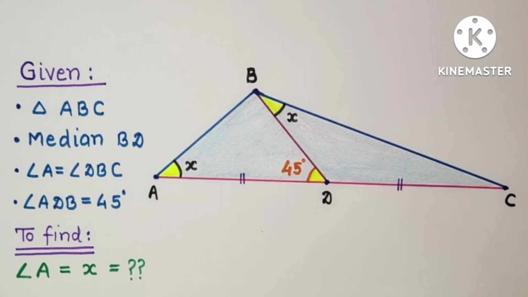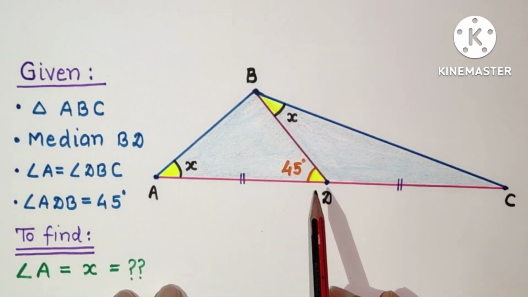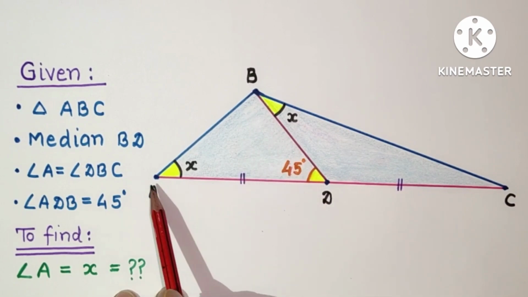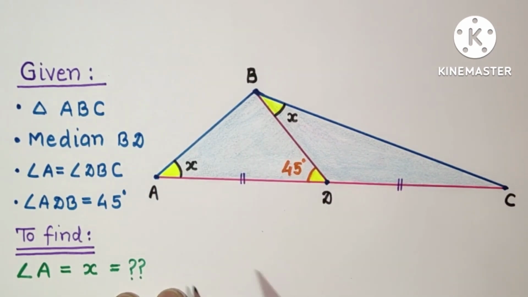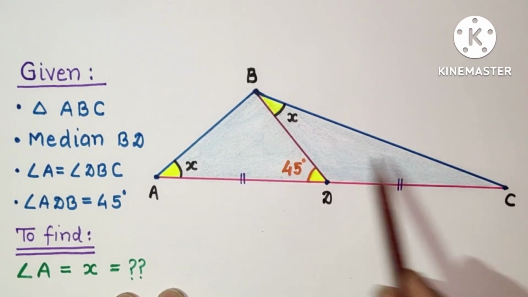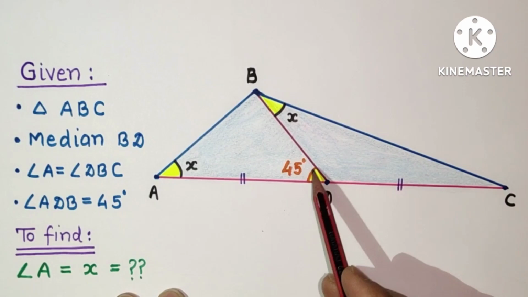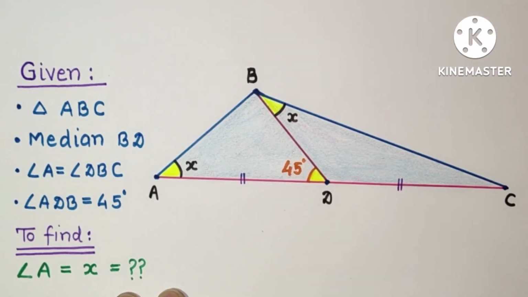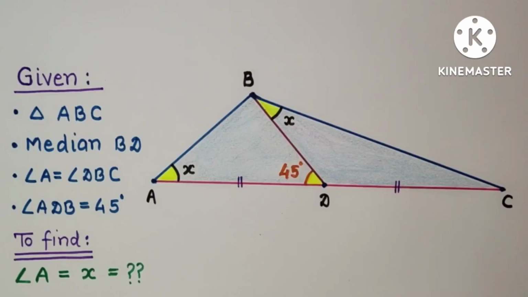This time we will discuss a very challenging geometry problem which has been taken from the Go Geometry site. In this question we are given a triangle ABC in which BD is a median, meaning AD is equal to DC. Angle BAC, which is X, is equal to angle DBC, and angle BDA is 45 degrees. We have to find the value of X. So we will discuss two methods to solve this using pure geometry without trigonometry.